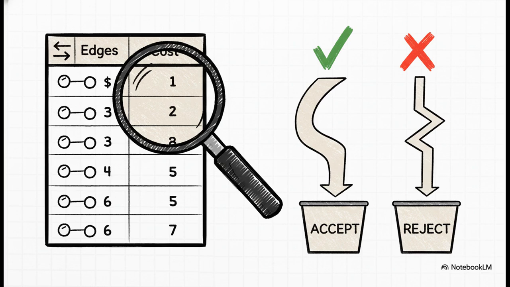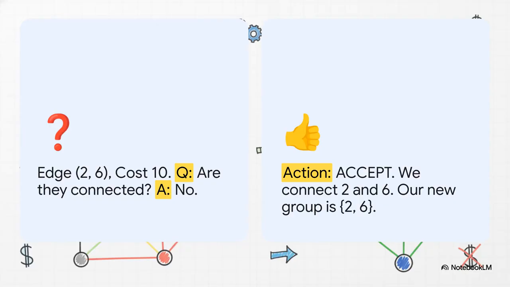Do we build this connection, or do we throw it in the trash? First up on our list, the cheapest of the cheap, connecting 2 and 6 for a cost of 10. So we ask the question, are buildings 2 and 6 already part of the same connected group? Well, since we're just starting, nothing is connected to anything, so the answer is a big no. Our action? We accept it. We lay that cable, and now we have our very first connected group, the set containing 2 and 6.